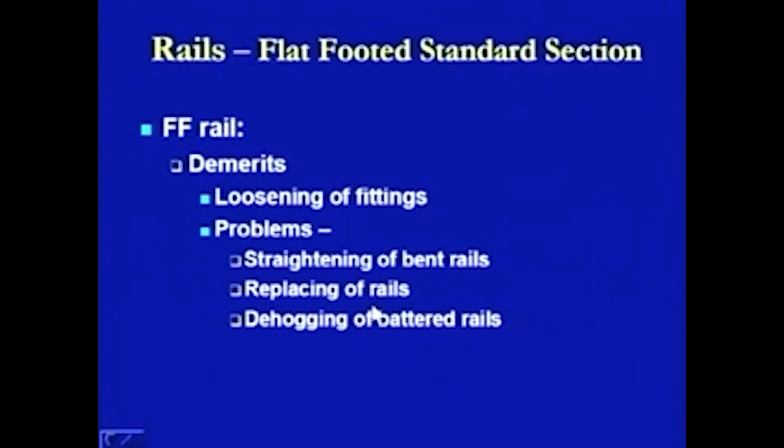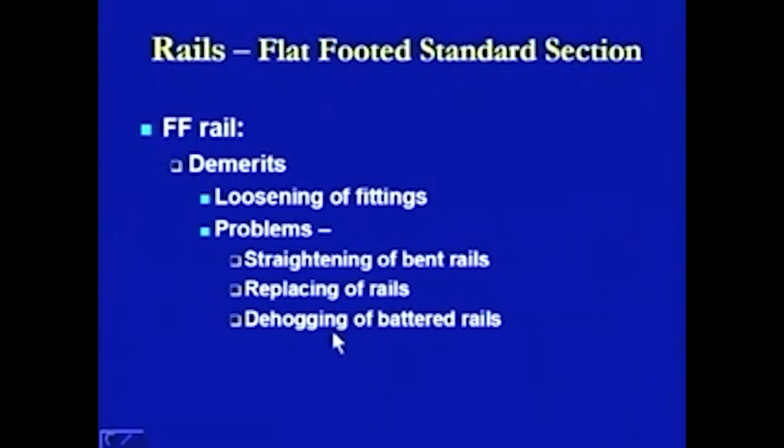Then at the time of replacing the rails, the problem is that they are not seated in a chair. In that case we take out the chair and replace it, but here they have been nailed down to the sleepers, and because they have been nailed down to the sleepers, all the fittings have to be taken out, and then only these rails can be replaced.